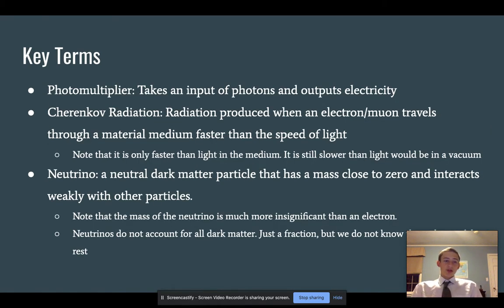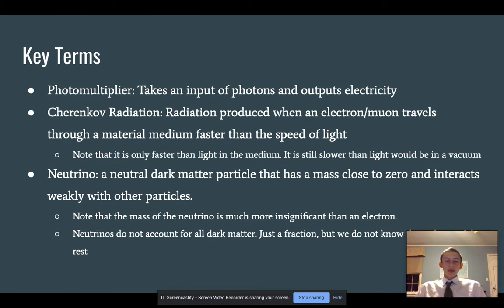The key terms are a photomultiplier. It takes in an input of photons and outputs electricity. So basically, if light hits it, it'll give an electric pulse denoting that light hit it, and it's just a signal. And Cherenkov radiation is the radiation when an electron or a muon travels through a material medium faster than the speed of light. That may sound kind of weird, but it's only faster than the speed of light in the medium. It is still slower than light would be in a vacuum, so it's not breaking the laws of physics.